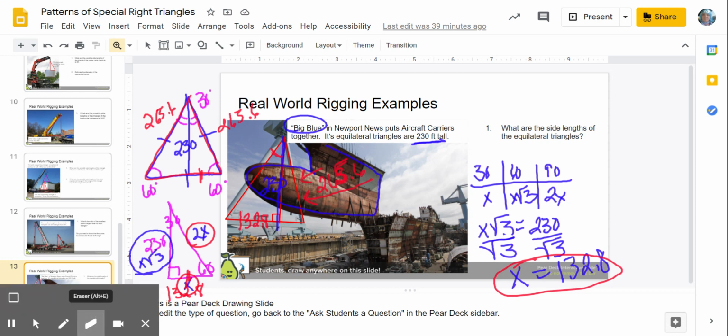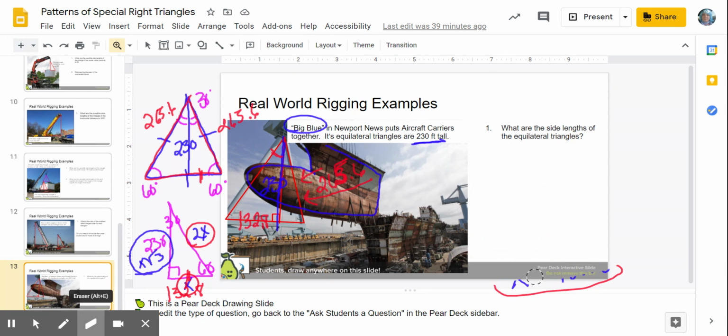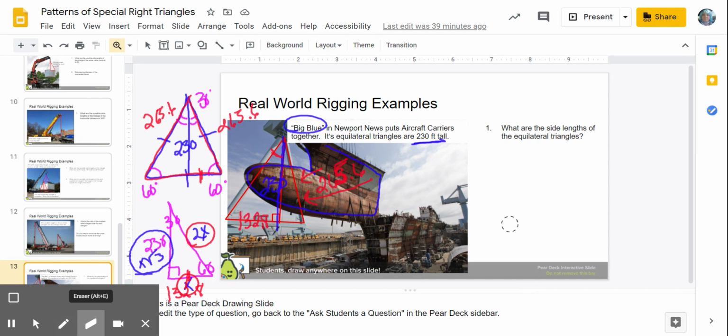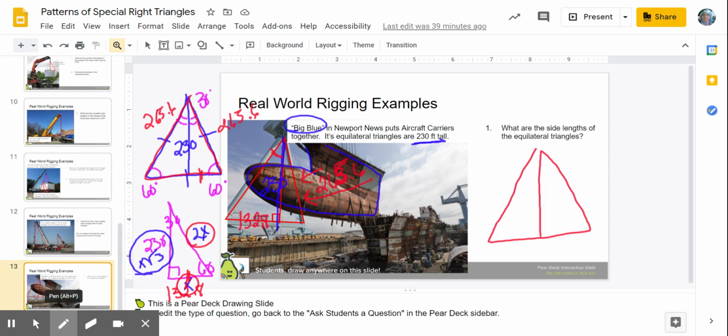So we did all of this crazy math, but literally the only thing we were told was the height of the triangle, and we could figure out everything else. So if the height of the triangle is 230, then the sides of the triangles are 265.6. And these down here are half of that, 132.8 and 132.8. Okay.